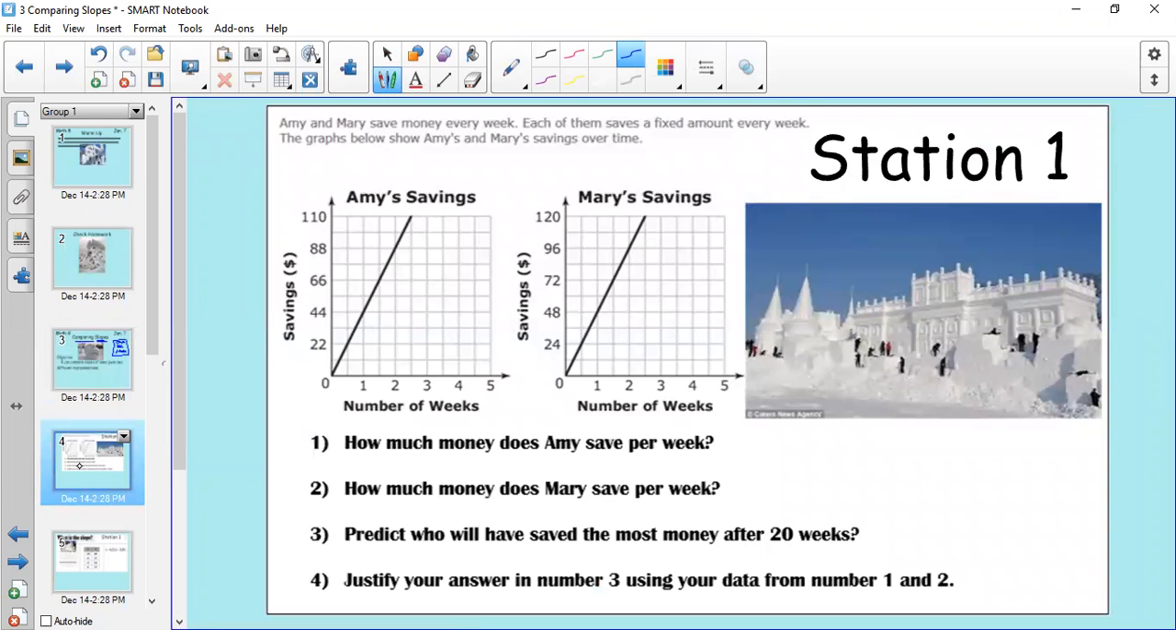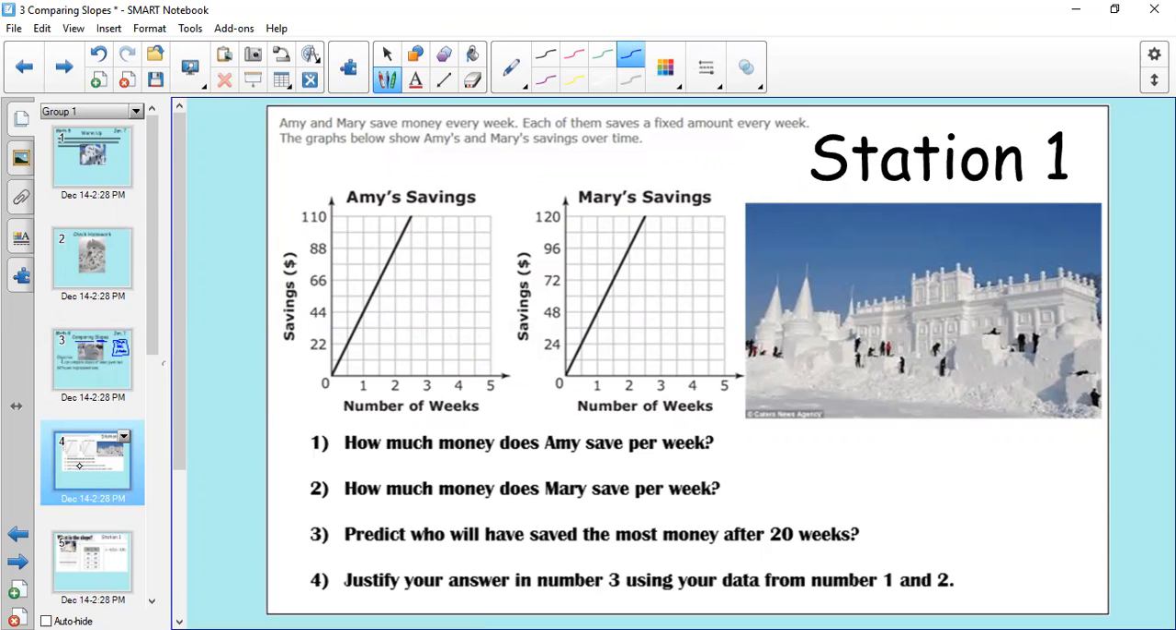We have Amy and Mary. They are saving money each week. It says each of them saves a fixed amount every week. In other words, they save the exact same amount every week. They don't switch it up. The graph below shows their savings over time. So we're going to start with Amy, and we want to see how much money Amy saves per week.